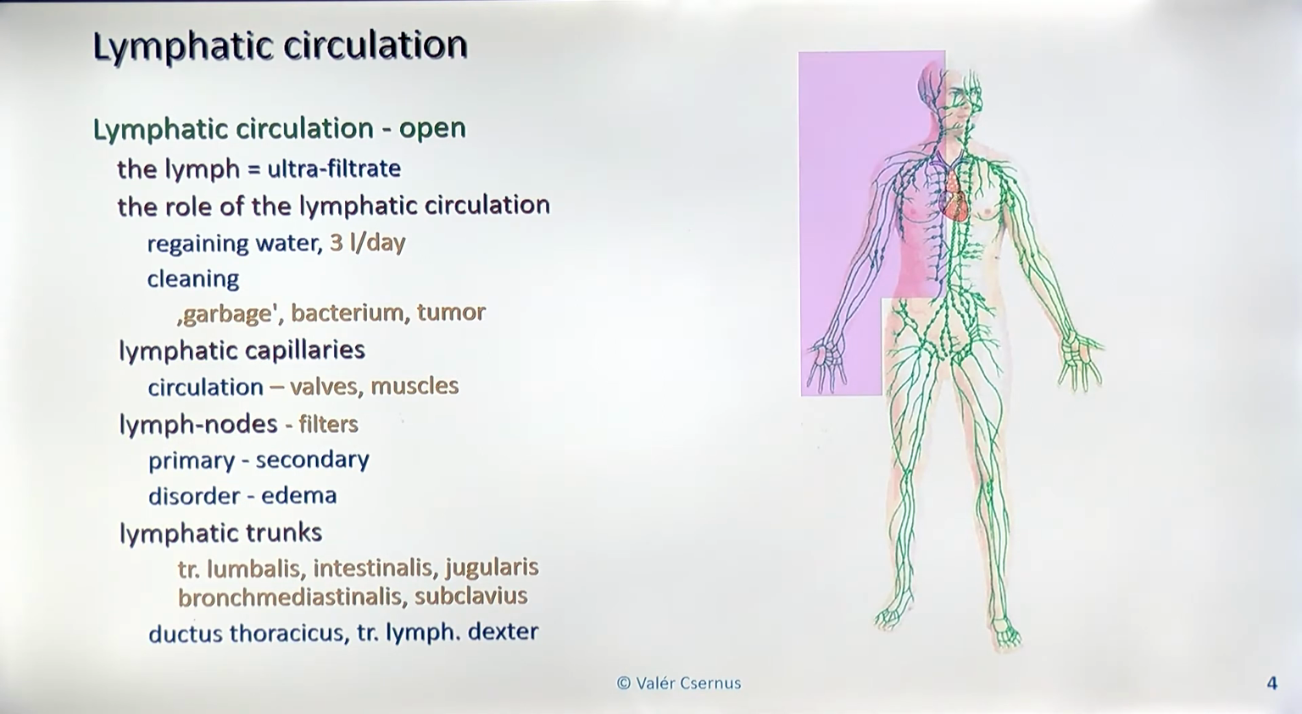We have 2 lymphatic systems. The big one is the ductus thoracicus, which collects the lymph from everywhere below the diaphragm and the left upper corner of the body. The right one is collected by the truncus lymphaticus dexter, which has just 3 branches: the bronchomediastinal, the subclavian, and the jugular.